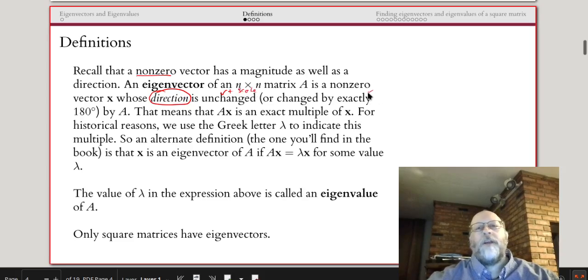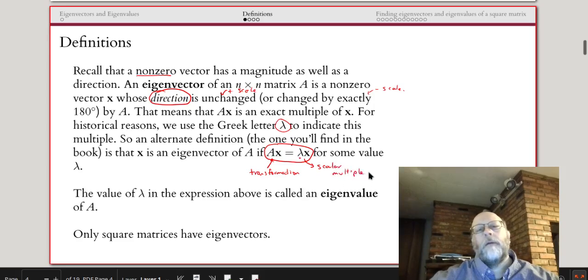Changed by exactly 180 degrees is a negative scale. That means that AX is an exact multiple of X. For historical reasons, we use the Greek letter lambda to indicate this multiple. And so a definition, and the one that you'll find in the book, is that an X is an eigenvector of A if A times X, and this is the linear transformation, is just a multiple of X for some value lambda. And so we can easily describe the transformation just by scalar multiples alone.